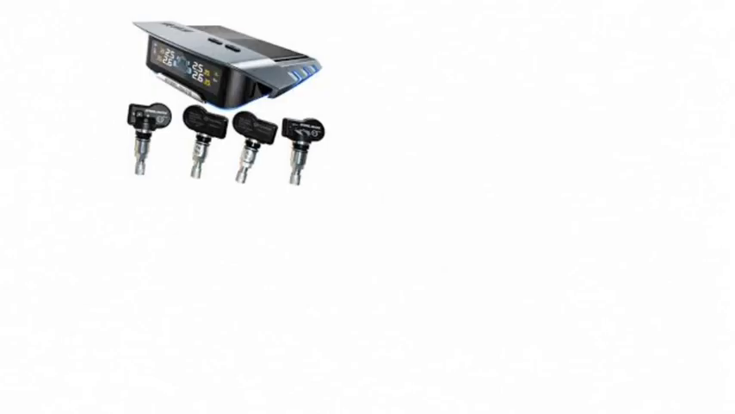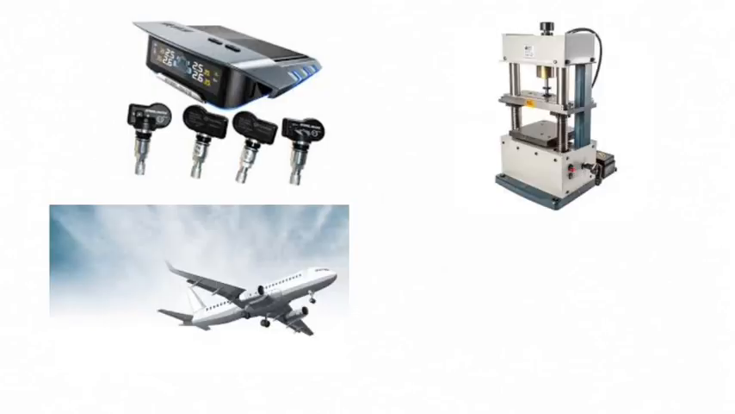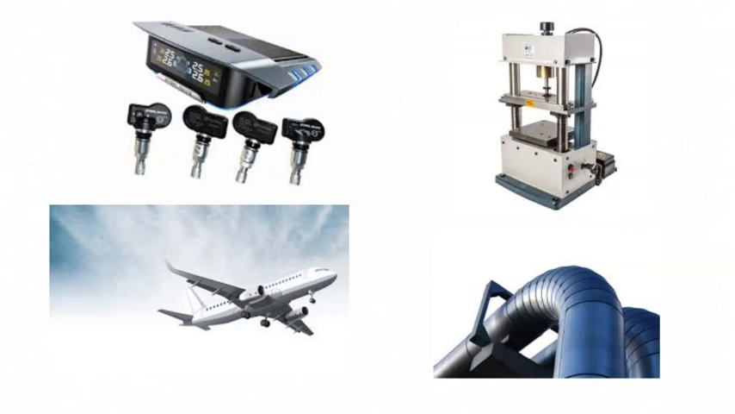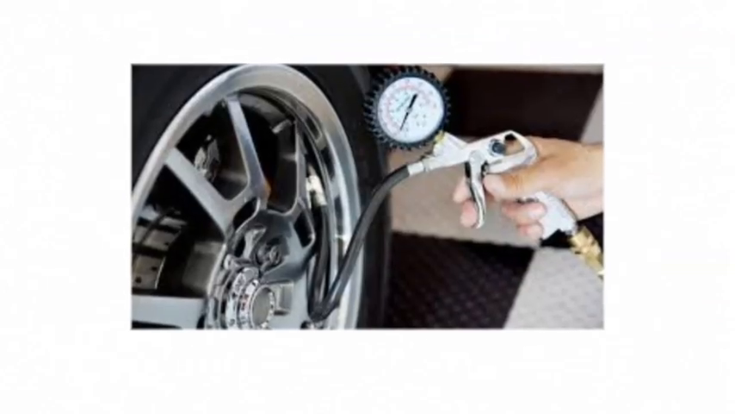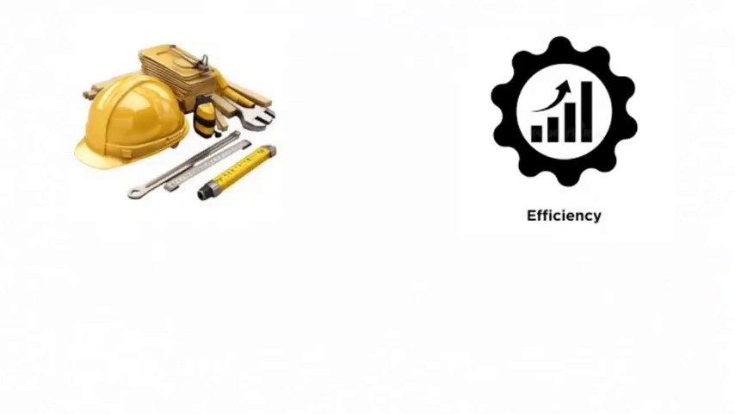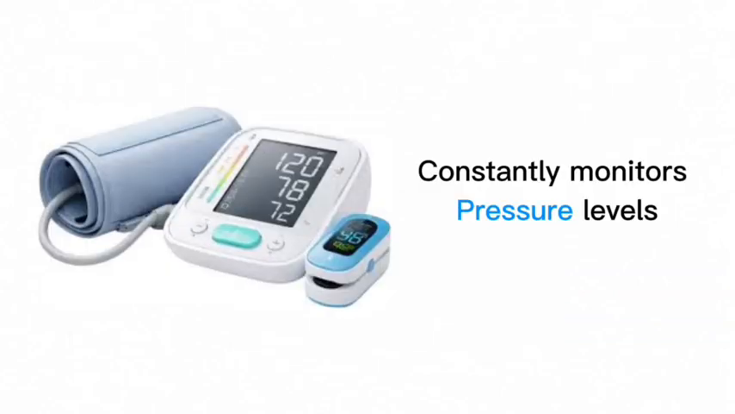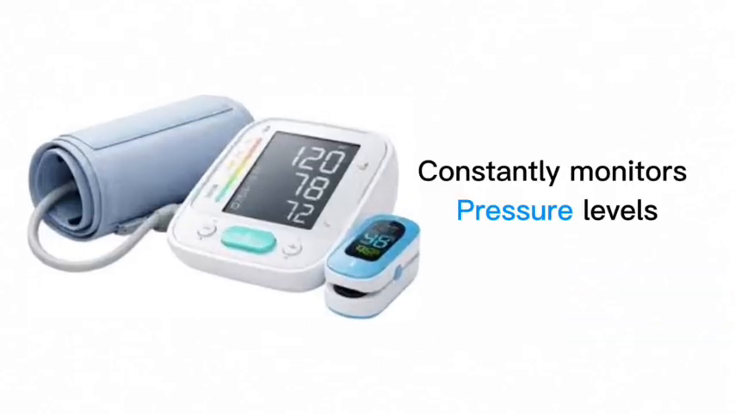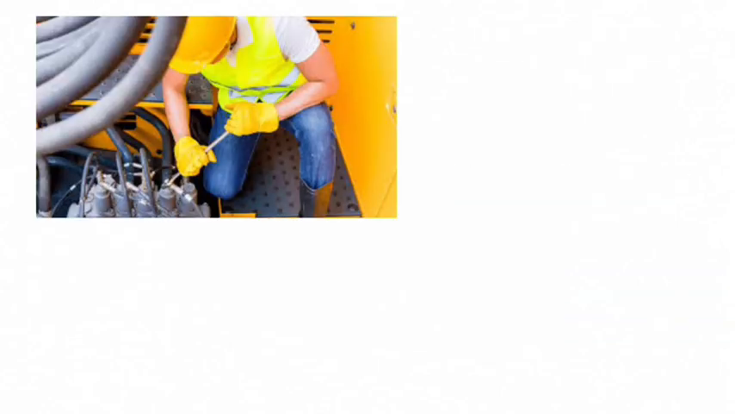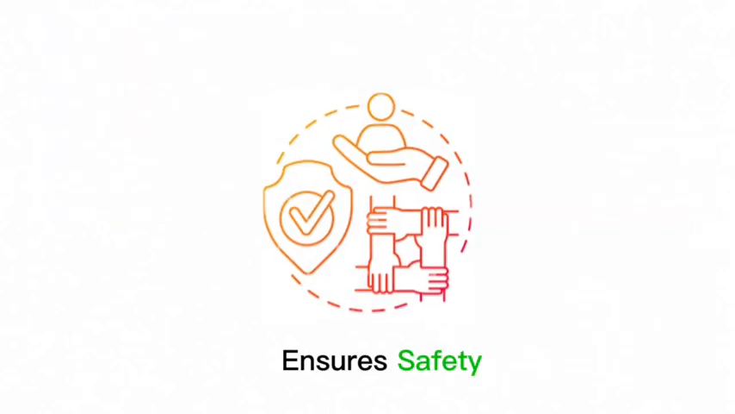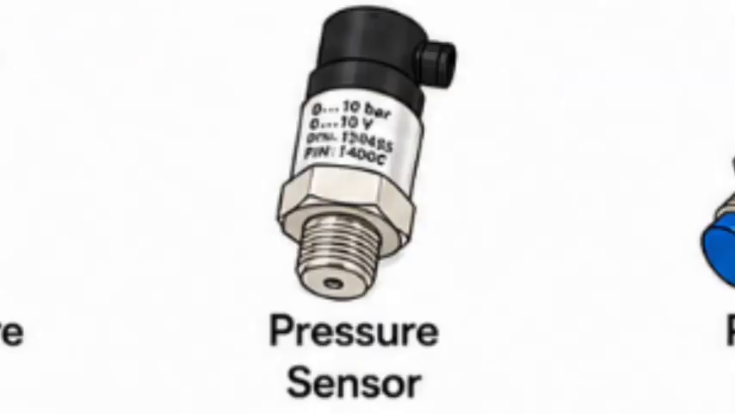Pressure sensors are commonly used in vehicle tire monitoring systems, hydraulic machinery, aircraft systems, and industrial pipelines. Maintaining the correct pressure is essential for safety, efficiency, and performance. By constantly monitoring pressure levels, these sensors help prevent equipment damage, improve reliability, and ensure systems operate within safe limits.